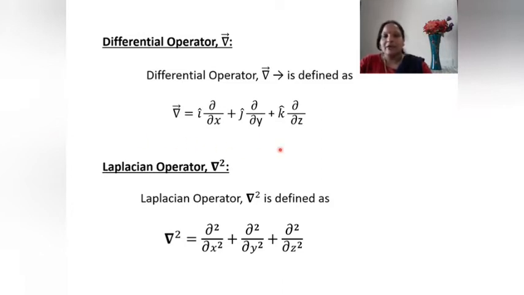If the same differential operator, the del operator, is differentiated again, it is called a Laplacian operator. It is represented as del square. Laplacian operator del square is defined as del square is equal to dou square by dou x square plus dou square by dou y square plus dou square by dou z square.